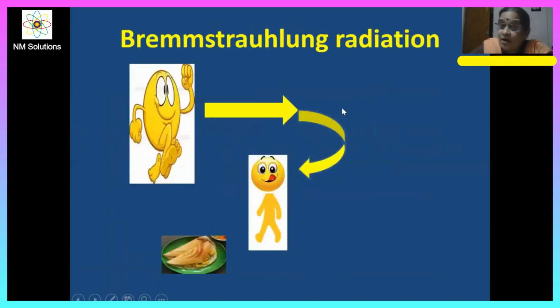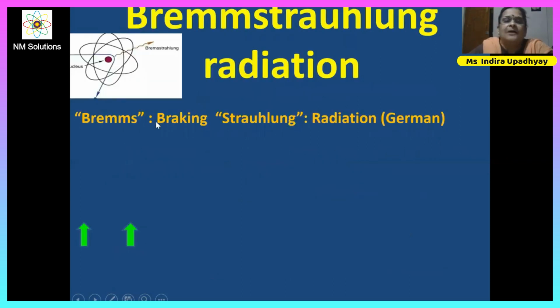Now about the bremsstrahlung radiation, where there's a diversion of the path of the charged particle because of the interaction with what we are going to see here. The bremsstrahlung radiation: brems means braking and strahlung means radiation. These are German words.